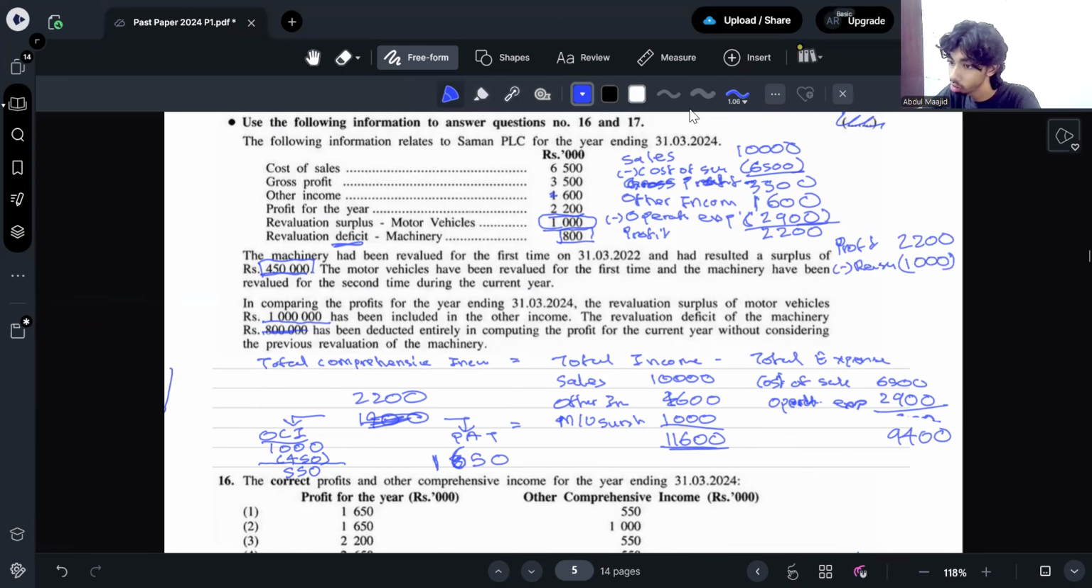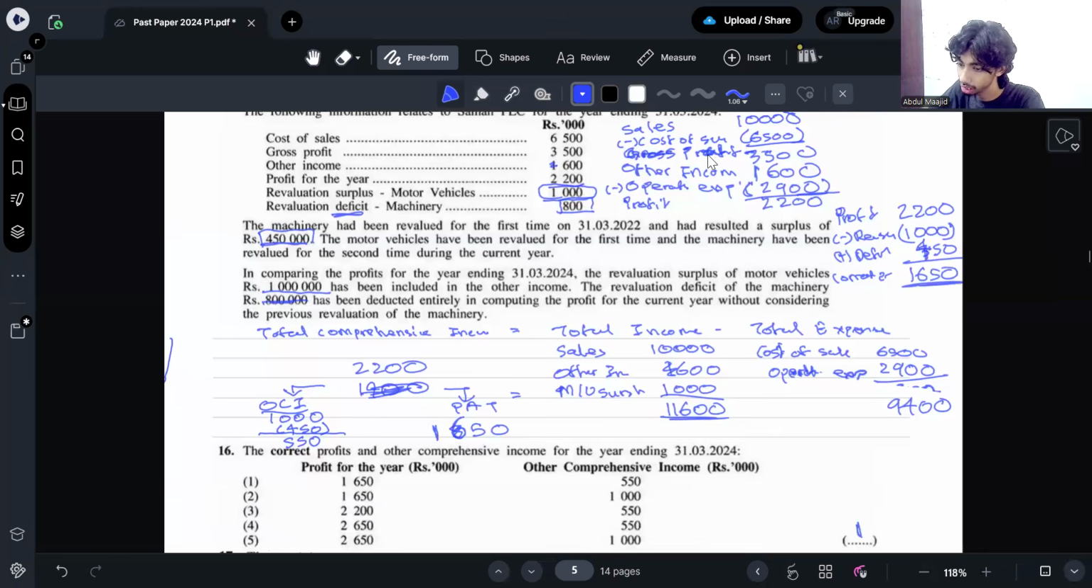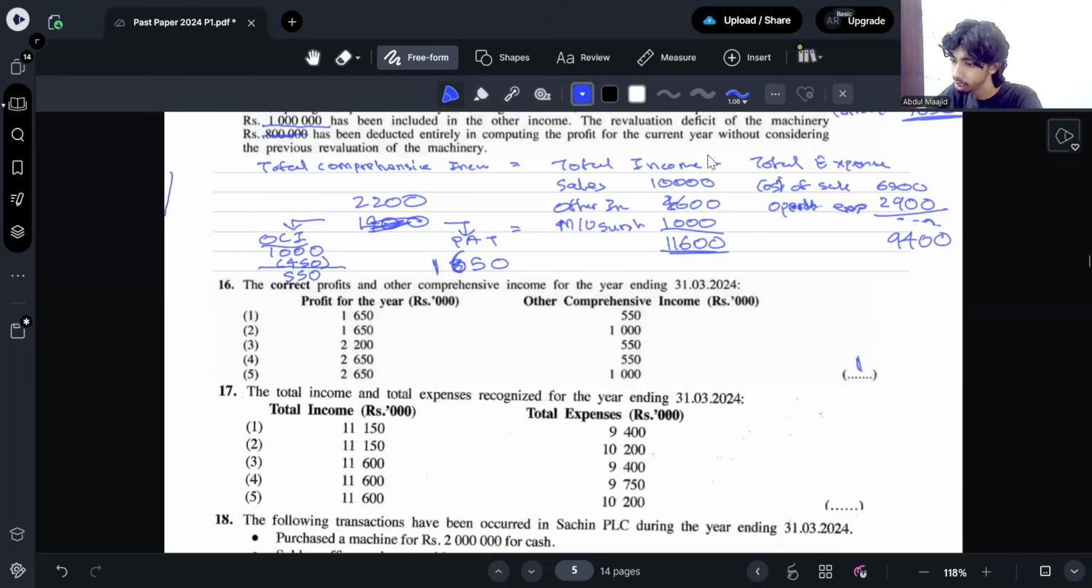But 450 goes to other comprehensive income. So 800 minus 450, you can add 350 to the deficit. You can add it to the profit. Then the corrected profit will be 2,200 minus 1,000 plus 350. That is, wait, 1,550. 2,200 minus 1,000 coming as 1,550. Wait. No, sorry. Yeah, 450, right? The 450 goes to other comprehensive income. So you have to add the 450 here. 1,650. Okay. So then 1,650 is your profit. Other comprehensive income 550. Total income 11,600. Total expense 9,400. Answer number 3.